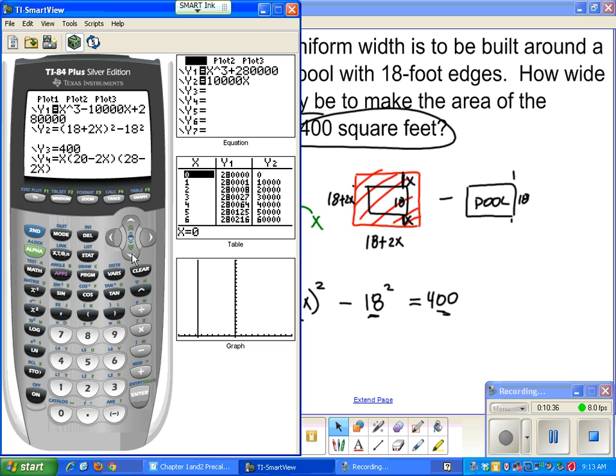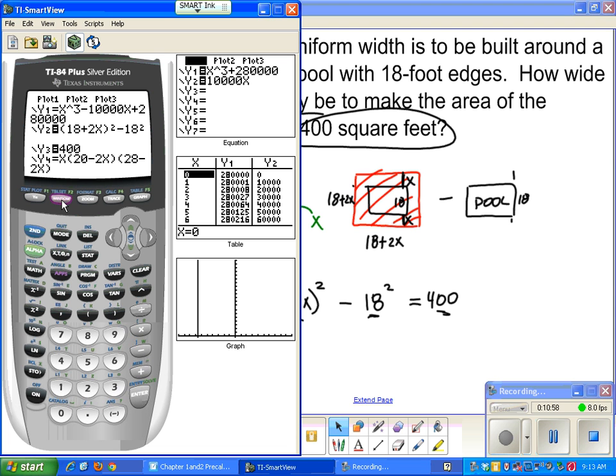Okay, so I'm going to turn this off. And my equations were here and here, and I'm finding the intersection. Now, again, you have to think about the dimensions of the pool. It started out as 18 by 18, so you know that for a pool, you're not going to be super huge.